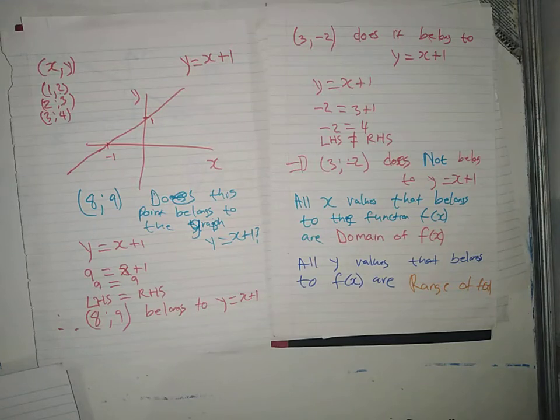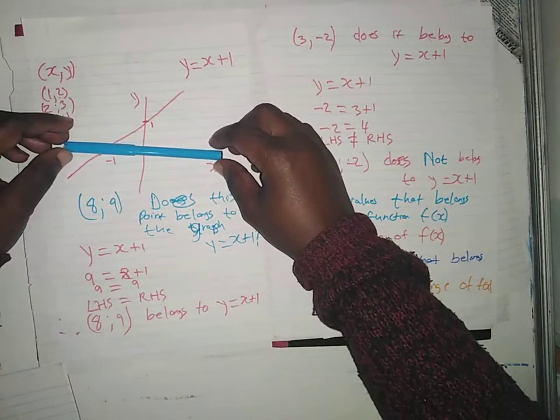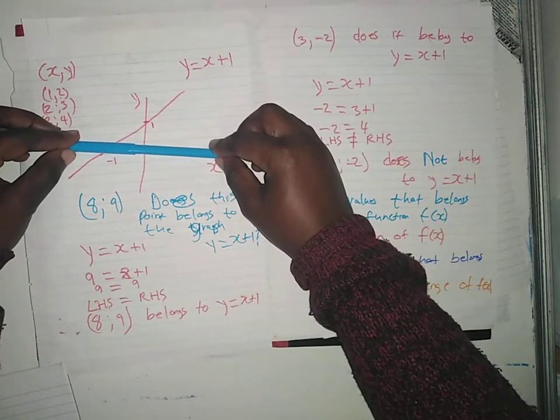Okay, so guys, when we are finding the domain, there's a lot of ways of doing it, but what I always do is I will always start from 0. Remember we said the domain is the value of what? Is the value of x. So what I'm going to do is put a line here.